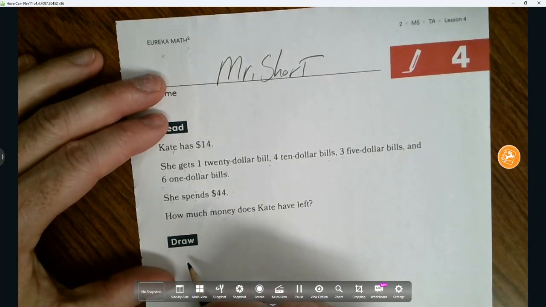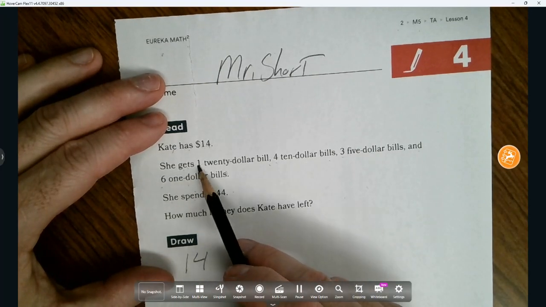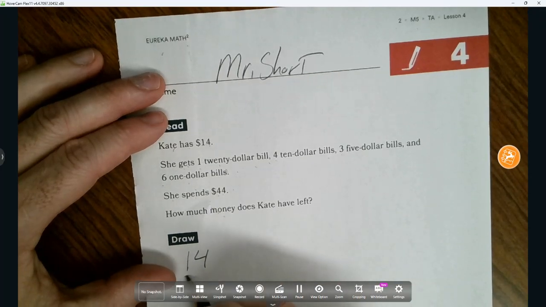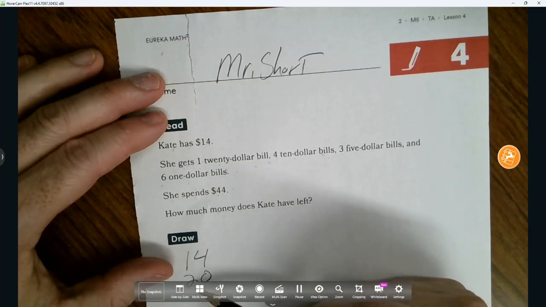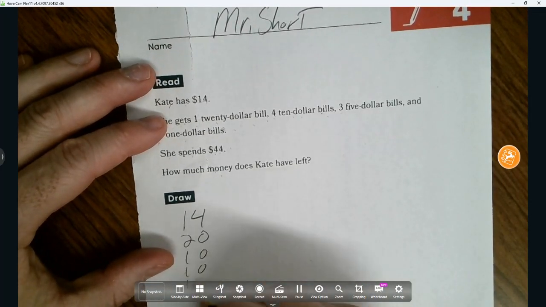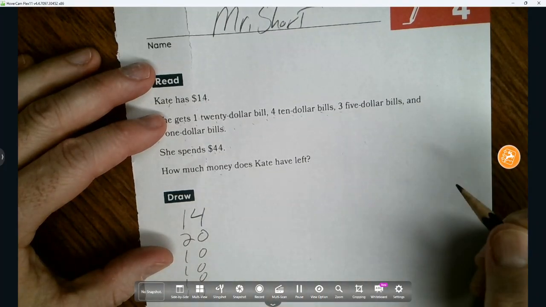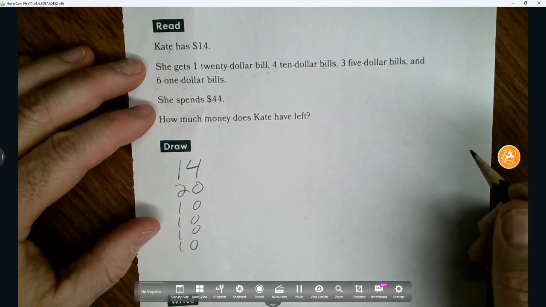All right, so Kate starts with $14. She gets one $20 bill. She gets four $10 bills. Now we can write 10 down 4 times if you want. So we'll do that. 1, 2, 3, 4. But if you wanted to, you could also just write 40, right? Because 10 times 4, or 10 plus 10 plus 10 plus 10 is 40.